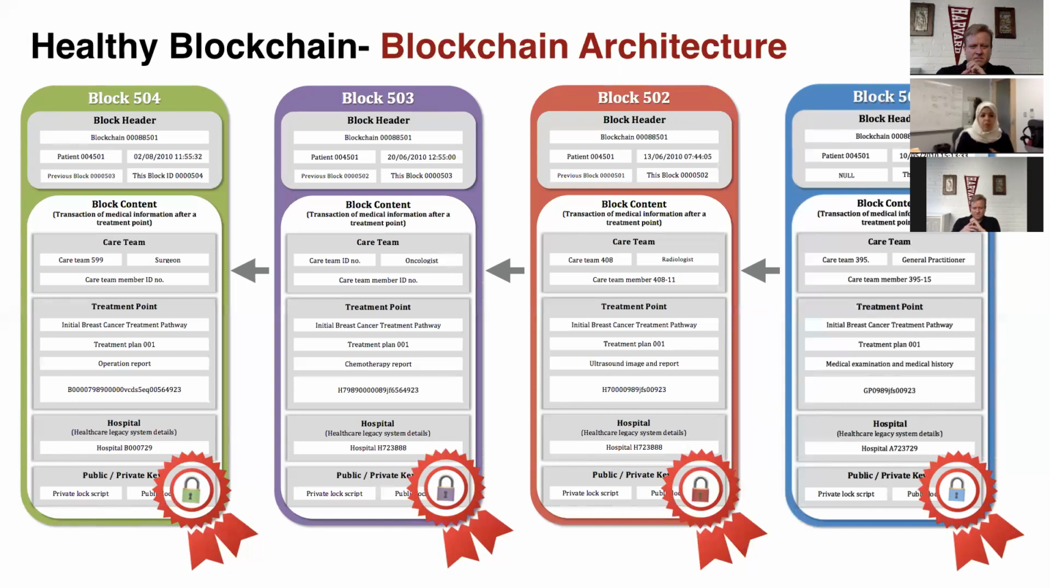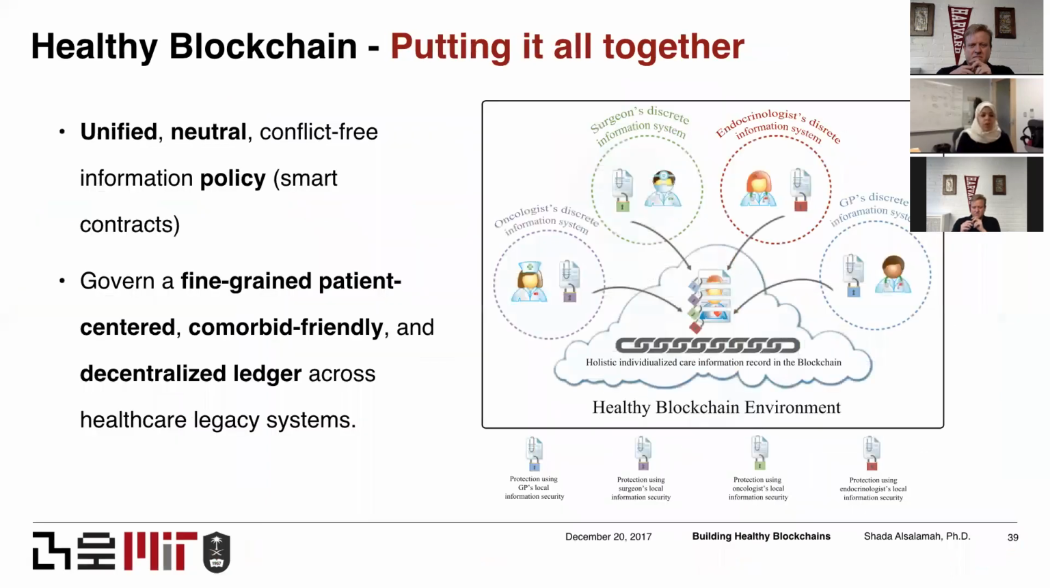So to give a snapshot of exactly what information is being collected at which treatment point, by which care team member, and at which hospital. That fine-grained block is generated and digitally signed by the healthcare professional and added to that sequence. Putting that all in code will help build a smart contract that can have a unified, neutral, conflict-free policy, which is missing in that context, to govern a fine-grained, patient-centered, comorbid-friendly record.